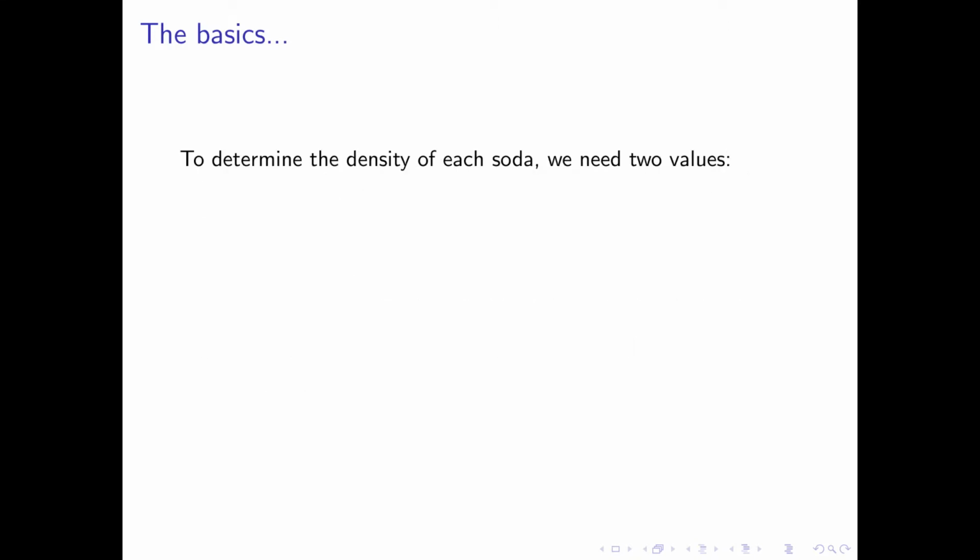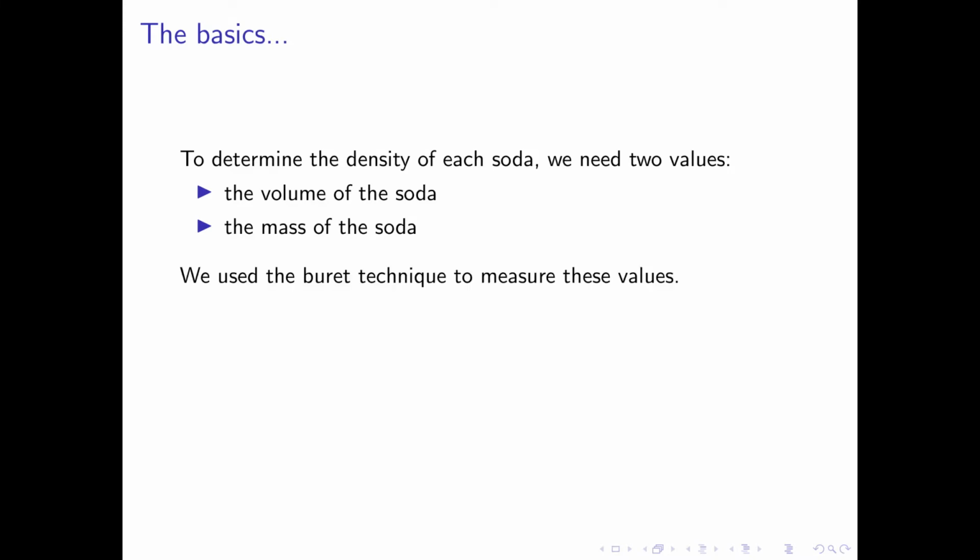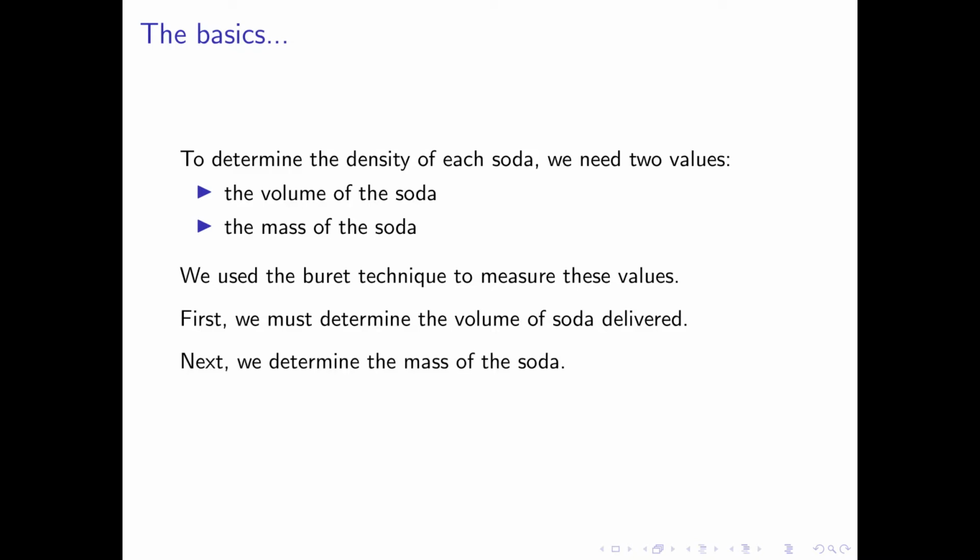In order to determine the density of each soda, we will need two values. First, the volume of the soda, and second, the mass corresponding to that volume. As in the first experiment, we use the burette technique to measure these values. First, we must determine the volume of soda delivered for each trial. Next, we will determine the mass of the soda. And lastly, we will divide to obtain the density.